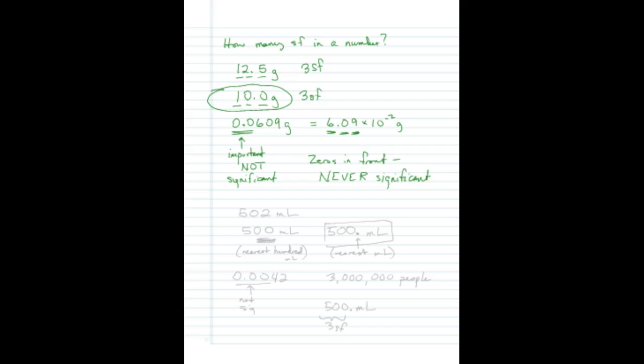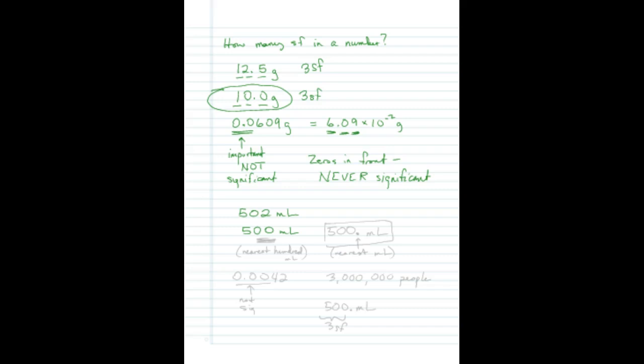So let's look at that. 502 milliliters. Well, the 0 is part of the measurement. It's not 512, it's not 592, it's 502. How about this one? 500 milliliters. Now we've got a problem. Is this to the nearest 100 milliliters, or is this to the nearest milliliter?